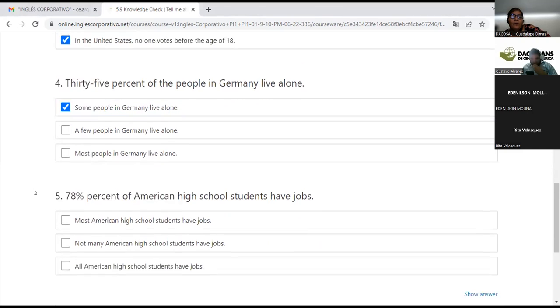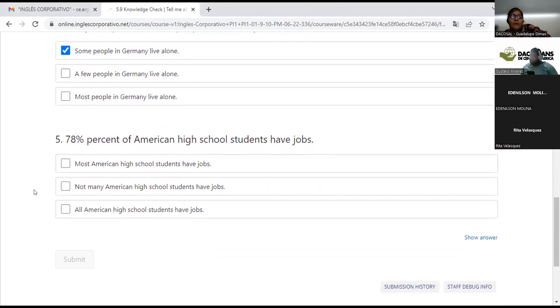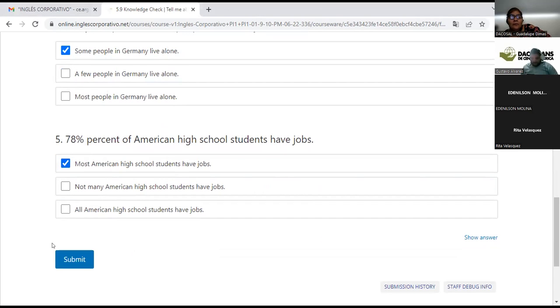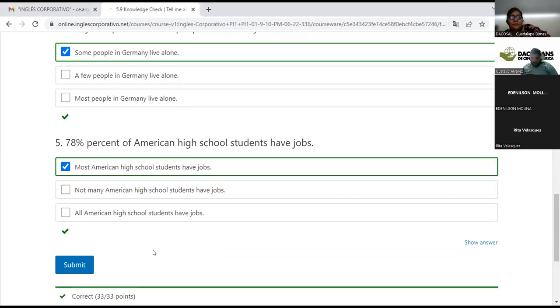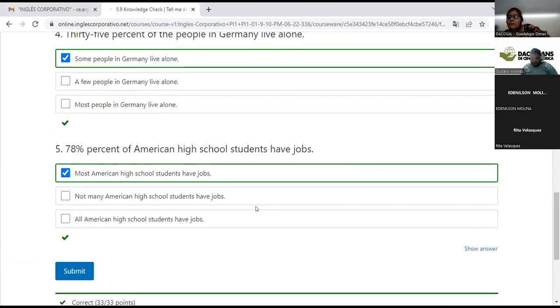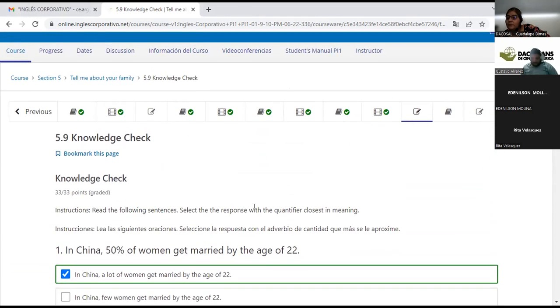Let's click on this one. 78%. What do you think about 78%? Most, not many, or all? Most. Most, right? So let's see. Veamos si estamos bien. Let me check. That's it. You see? This is just an estimate. Es un estimado. Okay, class.